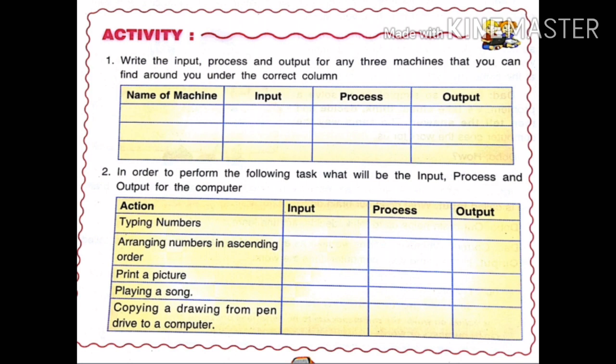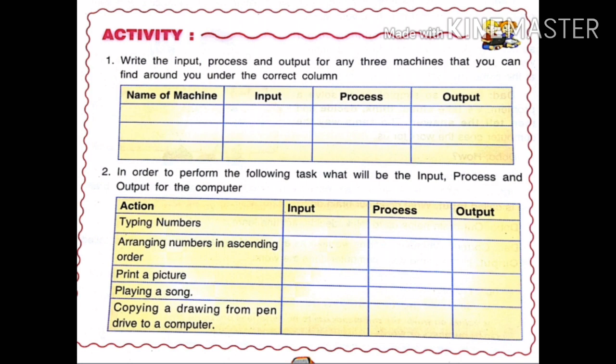An example I can give you is a coffee maker. Input, the things that we need to make coffee are coffee powder, milk, sugar and water. Process, making the coffee, and output, a cup of coffee. Like this you have to write the names of at least 3 machines. You have to provide the input, process and output for them.